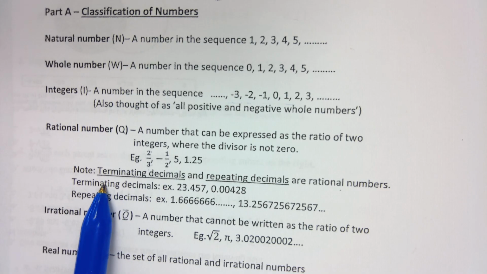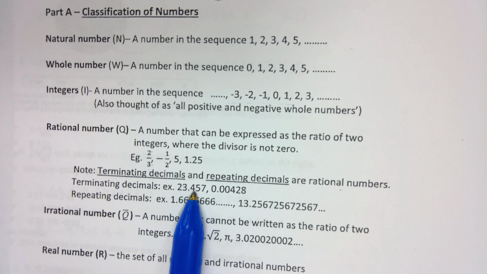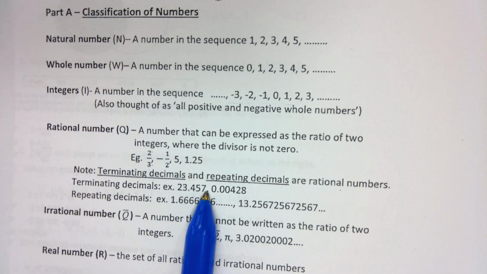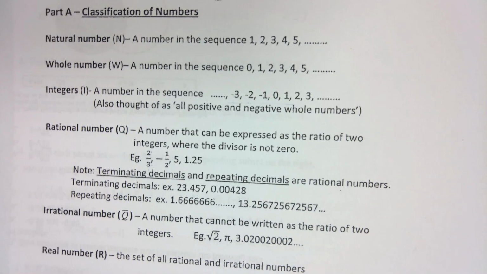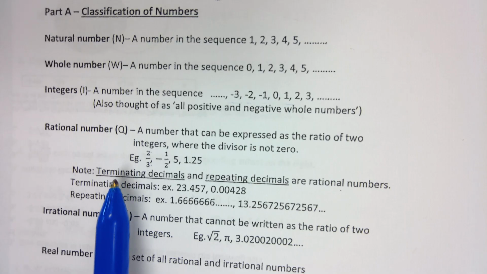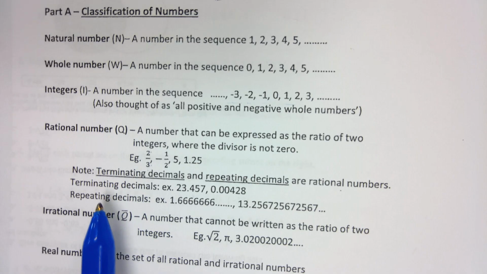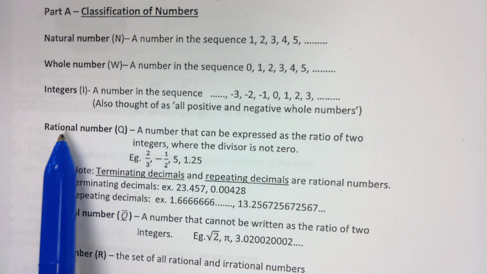Okay. Terminating decimal. So I can have numbers like 23.457. It's an ending decimal. That's also a rational. Or 0.0042878256513. The decimal ends, so it's a rational. But what if it goes on forever? It has to be a repeating decimal. If it's a repeating decimal, then it's also a rational.